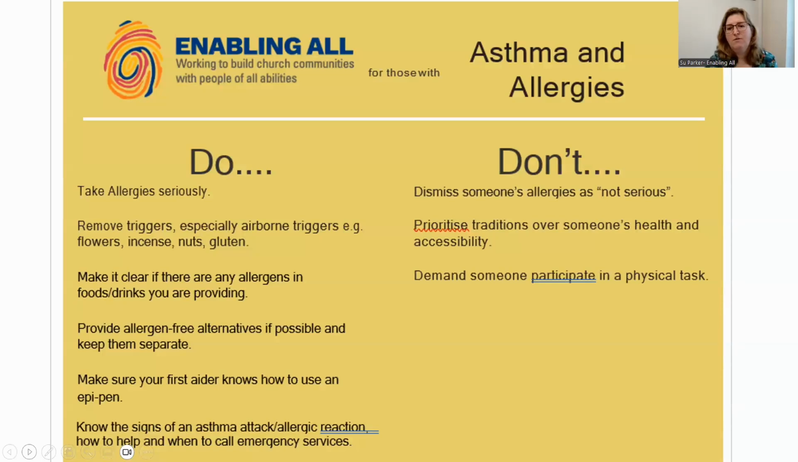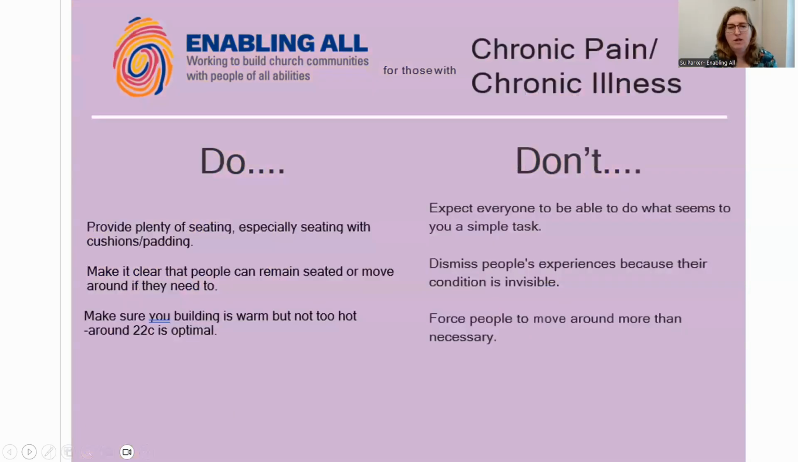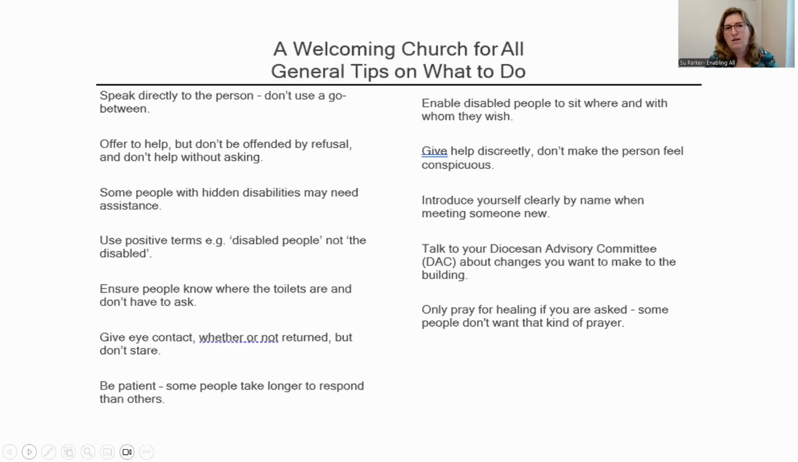All of these have bite-sized training. So if you want to look more into these different issues, then we have information on these. We have videos on these. People living with chronic pain or chronic illness. And then that's it.